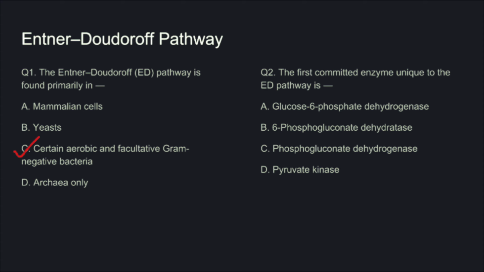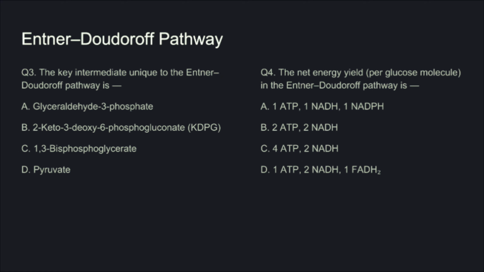Now question 2. The first committed enzyme unique to the ED pathway is, options are A. glucose 6-phosphate dehydrogenase, B. 6-phosphogluconate dehydratase, C. phosphogluconate dehydrogenase, D. pyruvate kinase. So the correct answer for this question is B, 6-phosphogluconate dehydratase.